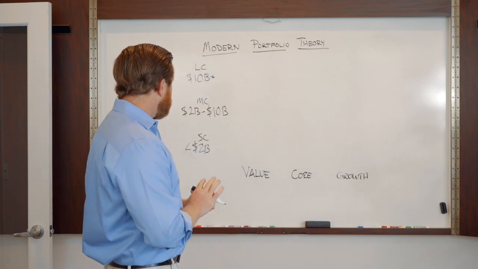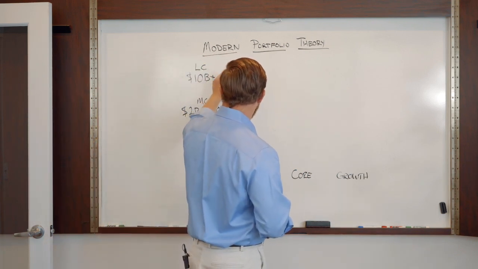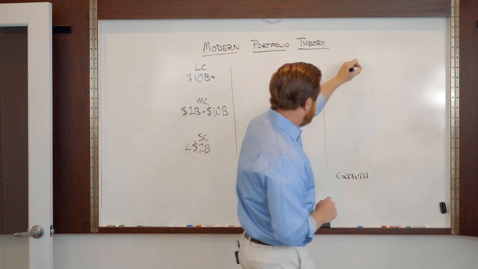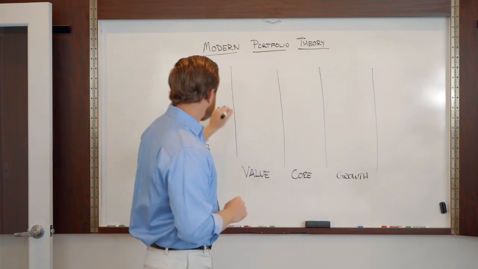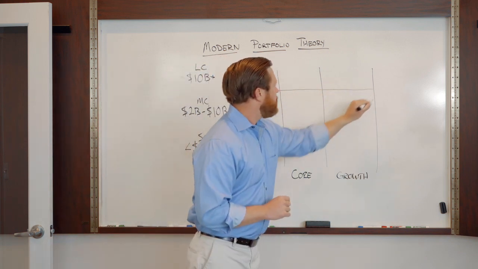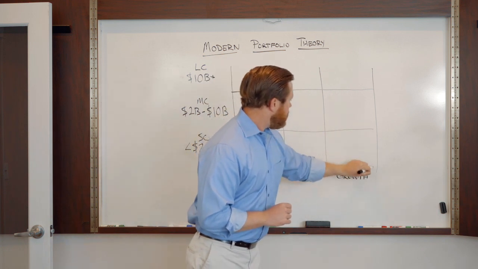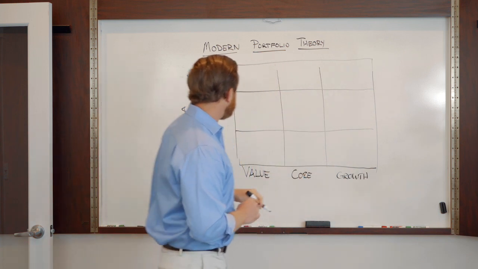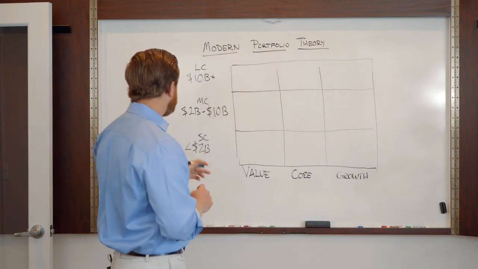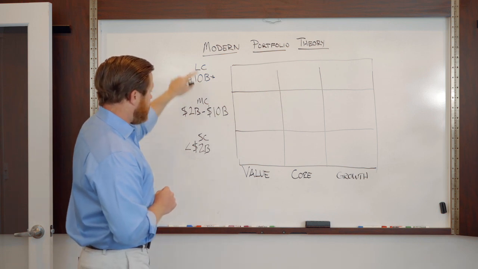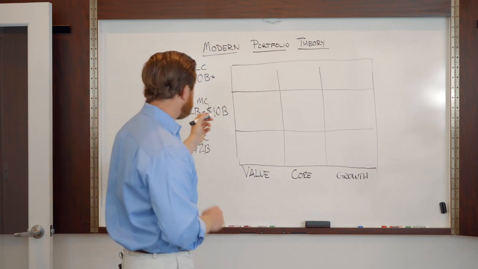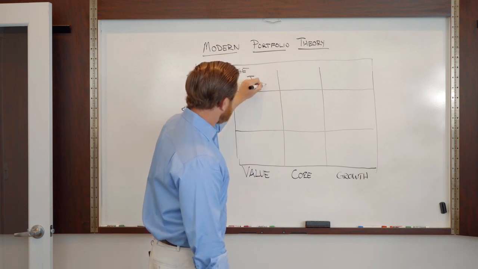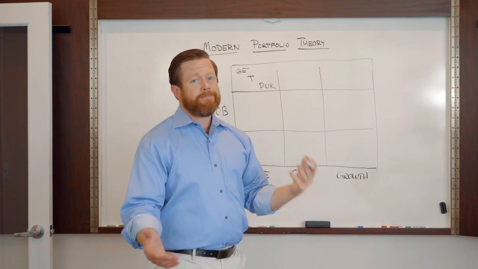So let's kind of go through specifically and see what are some examples in each of these capitalizations and overall types of asset classes. So the first upper left part of our box is what we're going to call large cap value. So a great example of that would be GE, AT&T, Duke Energy, that kind of stuff.